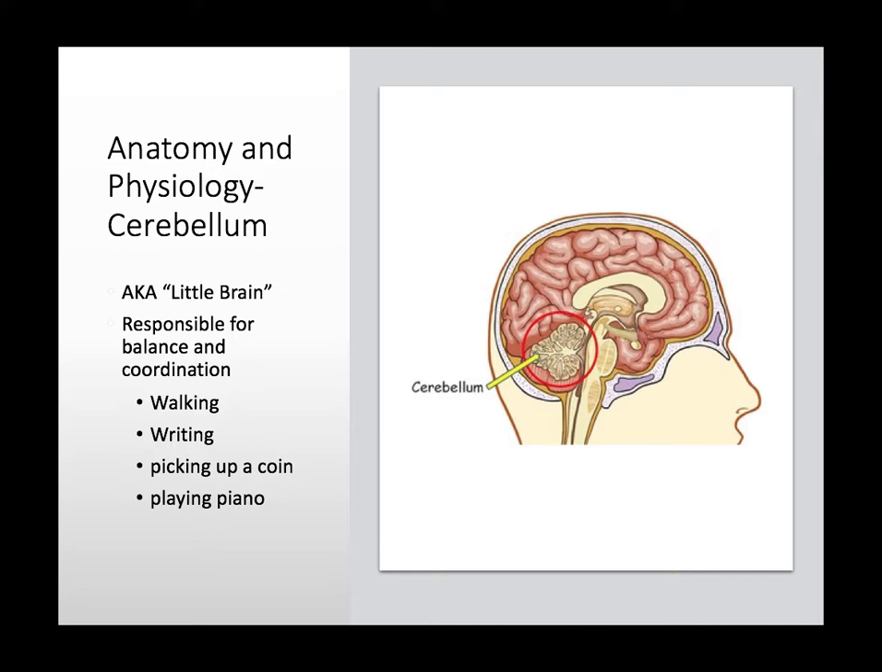The cerebellum is also called the little brain. It looks pretty tiny, and it's highlighted there in the picture. It controls muscle and body coordination. So it lets us do things like walking, writing, picking up a coin, or playing the piano.